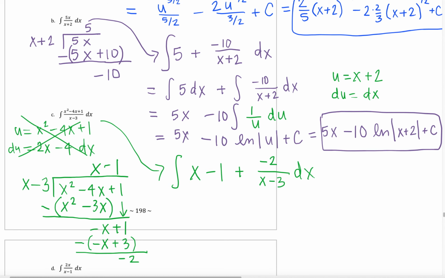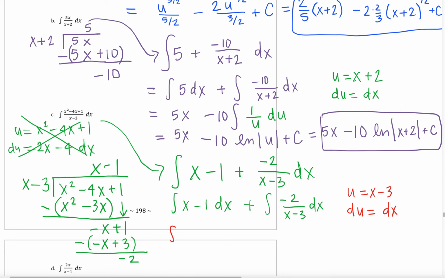Just like we did in the last example, the x and the negative 1 are good to go. Those are both basic integrals, so I'm going to rewrite that as 1 integrand plus the integral of negative 2 over x minus 3 dx. And from here, the integral of x minus 1 dx is a basic integral to take care of. In our second integral here, we will need to u-sub on that x minus 3. So in this case, we'll have to make u equal to x minus 3. So our du then would just be equal to dx.